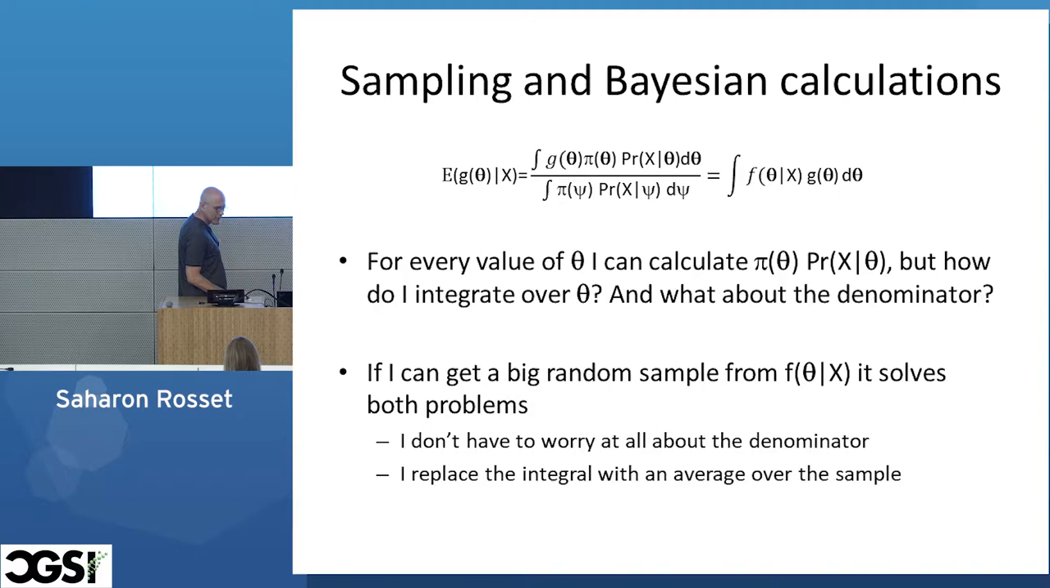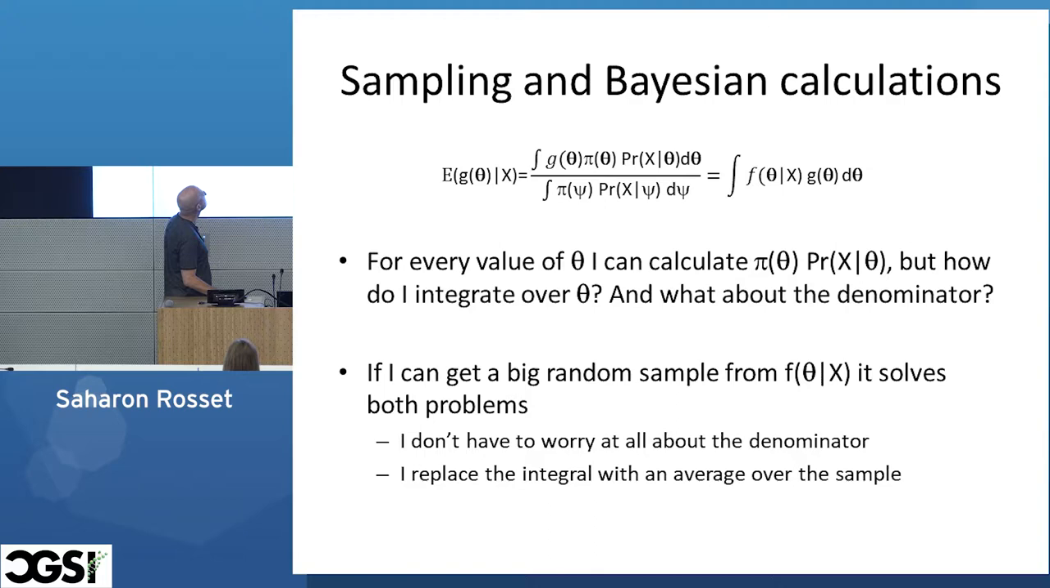I can calculate f for each of my samples, even if maybe I can calculate it up to a scalar, but now it's not a concern because I have just n observations. So I can calculate f, and g is just a calculation, and I replace that integral with an average. Okay, so that's an idea that comes up repeatedly in many places, that if I want to do an integral and I can sample, I just replace the integral with the average over a random sample.